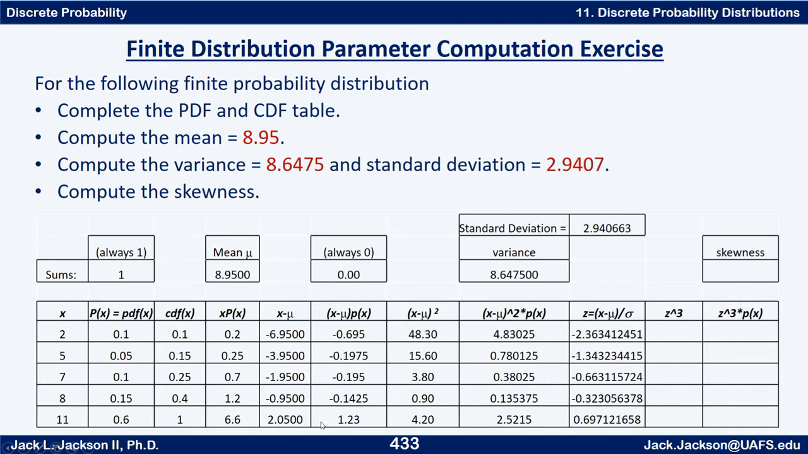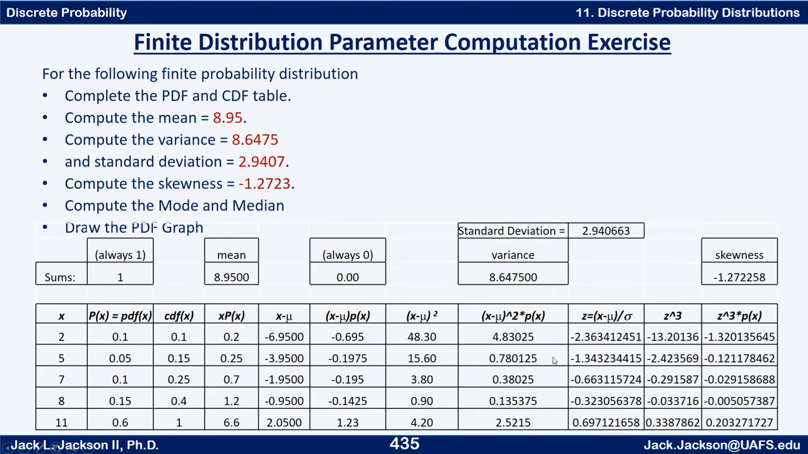So only one of the numbers was above the mean, the 11. So that's our positive z-score. The rest are negative. Now we're going to cube these. These will still be negative. Negatives will stay negative. Positives will stay positive. Numbers will change as we cube those to get these numbers here. And then multiply those by the probabilities. So see, where's the probability? That's the second column here. 0.1 times negative 13 point something is negative 1 point something there, and so forth.